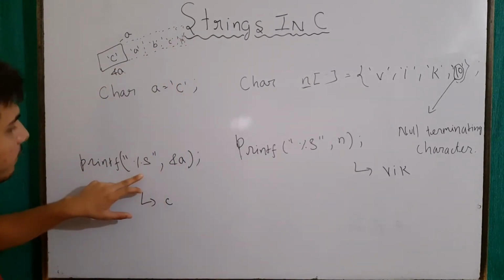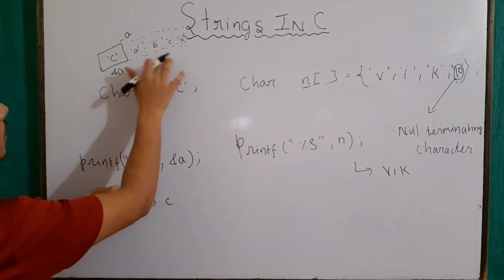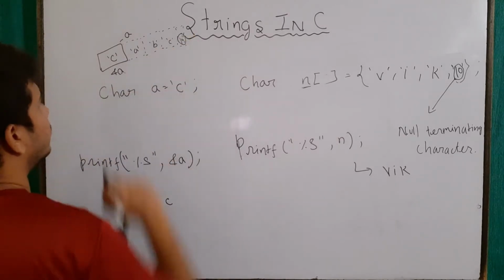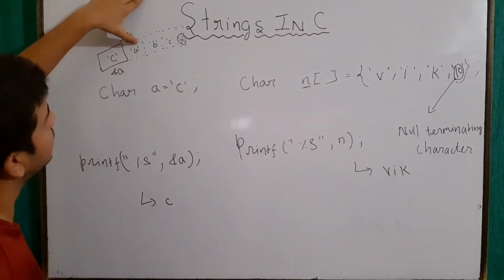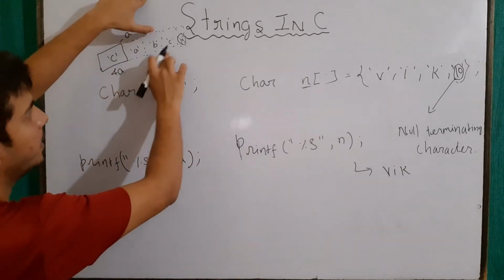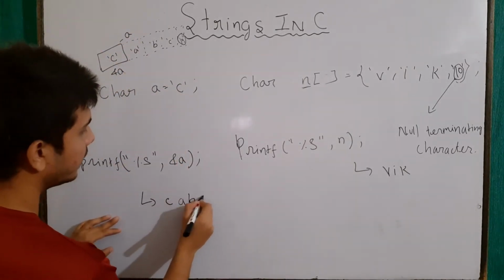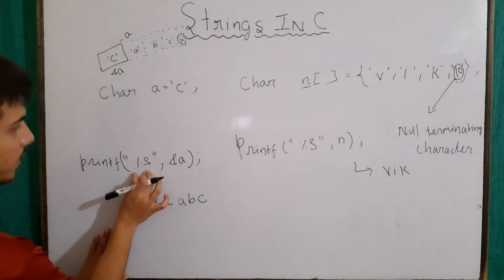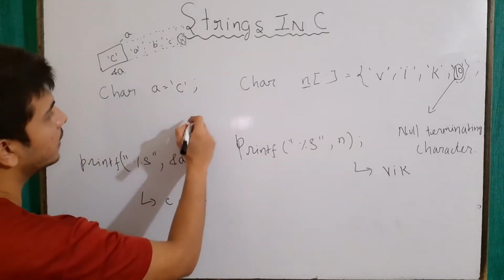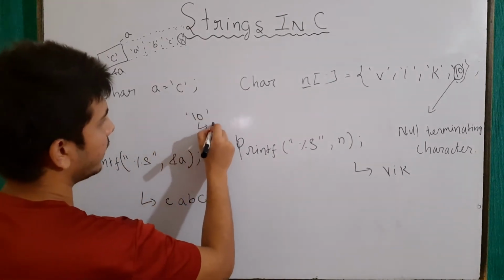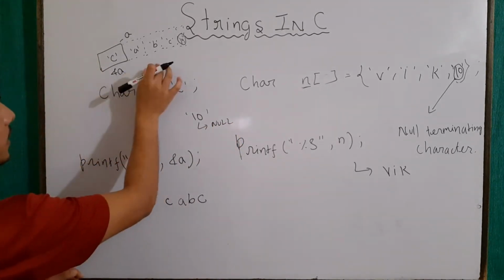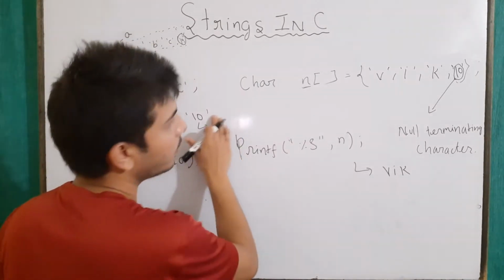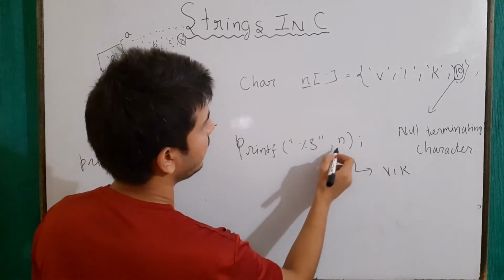What %s will do is keep on printing whatever is present in subsequent addresses until it encounters \0. So if in the next memory locations it was A, then B, then C, the output will be A, B, C. This is how the %s specifier works. Unless it encounters the \0 null character, it is going to print whatever is present in the subsequent addresses.